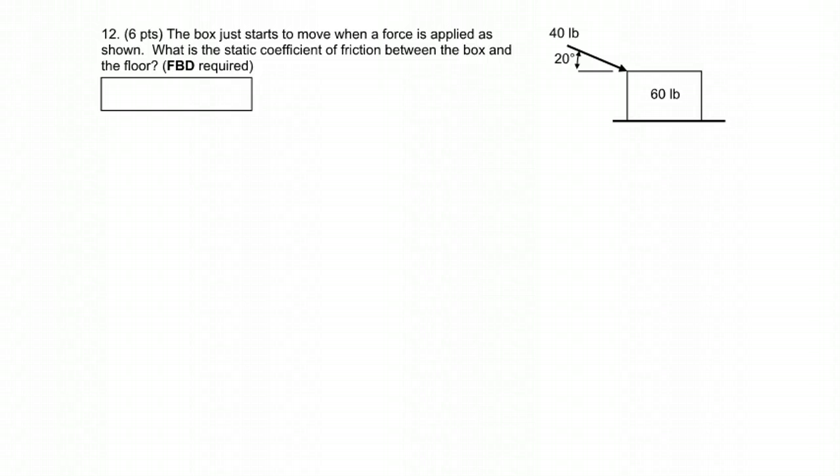Number 12, we're given a diagram here with a box and an angled force. We're told that the box just starts to move. So the keyword right here, just starts to move, implies impending motion. And at impending motion, we know that the friction force is mu sub s times N. So that's an important point there. We want to determine mu sub s, the static coefficient of friction.